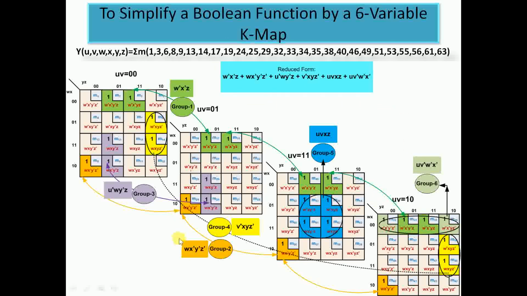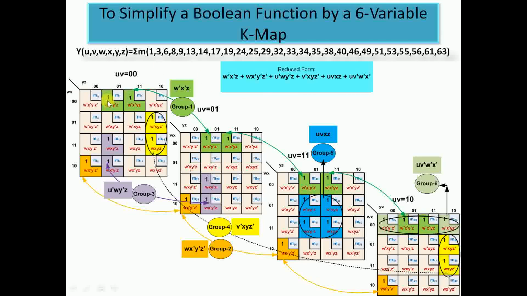Now we'll see how to write in reduced form. So first we'll concentrate on group number 1, which is a group of the minterms which are present in all the 4 maps. Since the minterms are present in all the 4 maps, the U and V variables will be eliminated. These two variables will be eliminated because they are changing from this map to this map, or from this map to this map, or from this map to this map. So you can see in group number 1 we have neither U variable nor V variable.